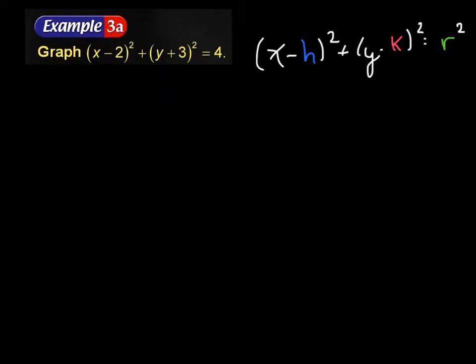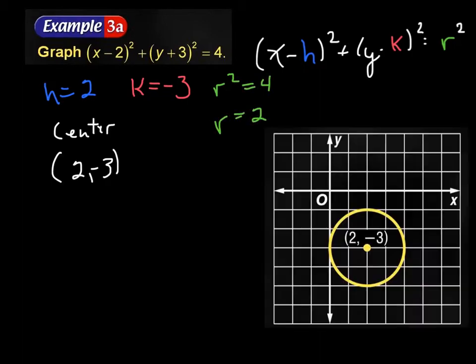Graph. Okay. So looking at our formula, I can see h equals 2 and k equals, okay, it's minus, so it changes the sign, so it's negative 3. Ooh, and tricky. r squared equals 4, so r must equal 2. So we have a center at (2, negative 3), and radius 2.